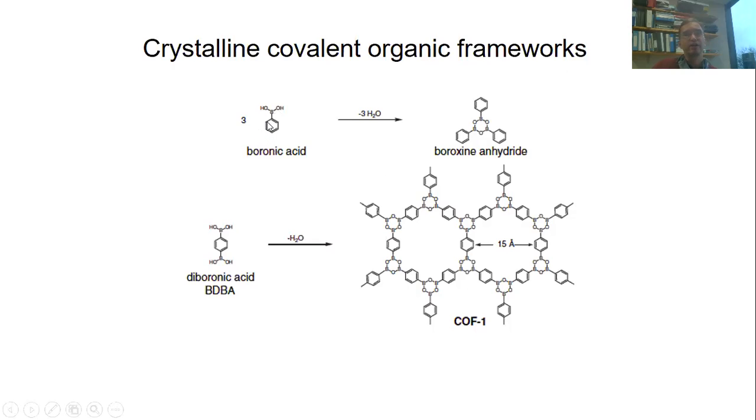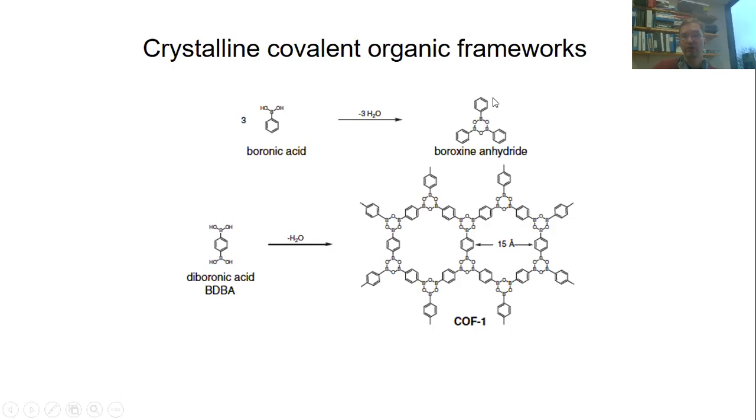So here's how this chemistry was conceived. When you have a boronic acid like this phenylboronic acid, and you just heat it, then water is getting eliminated, and you form the respective boroxine anhydride. That is here, these three phenyl rings and this B3O3 ring. Okay, and now you can extend this chemistry to make framework material.